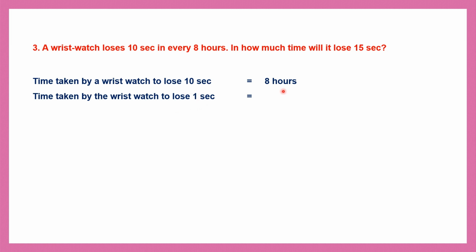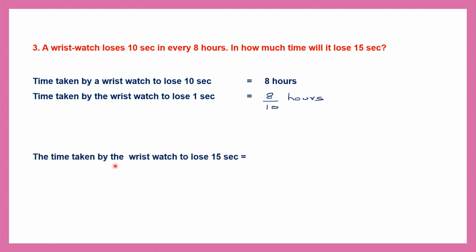So for 10 seconds, it takes 8 hours. If it has to lose only 1 second, it will take less time. So it is division. 8 divided by 10. So here this is 8 divided by 10 hours. So this is the time taken by the wristwatch to lose 1 second. Now that we know that the time taken is so much for 1 second, we can find out the time taken for 15 seconds.